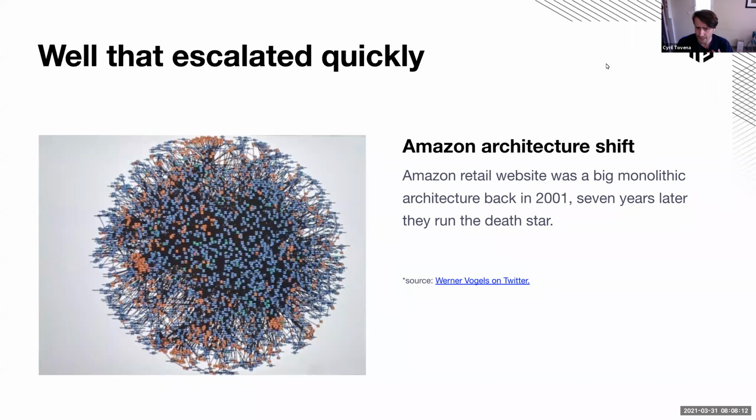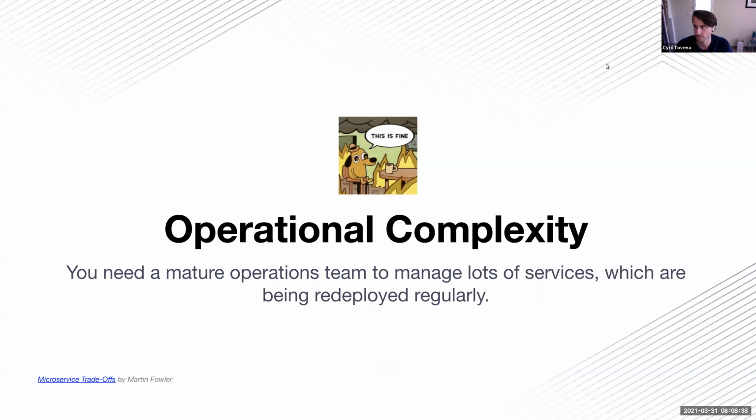And this is a slide showing an example of Amazon. Back in 2001, they were running a big monolithic architecture. And then 7 years later, everything just exploded and they ran what they called the Death Star. So that's on Twitter from Werner Vogels from Amazon. So we solve a problem, but it came with a price.